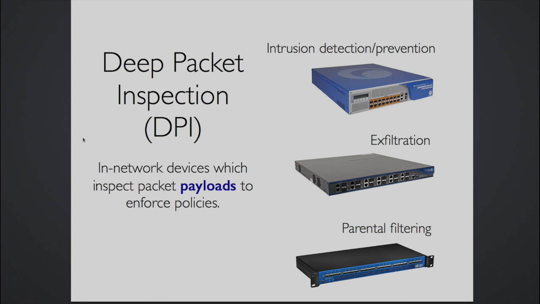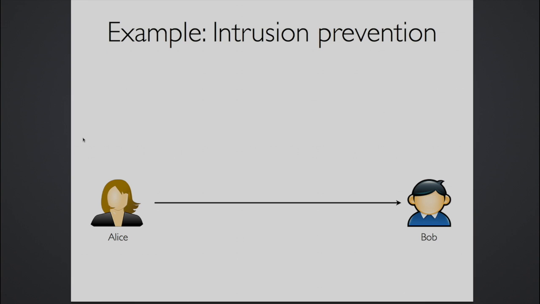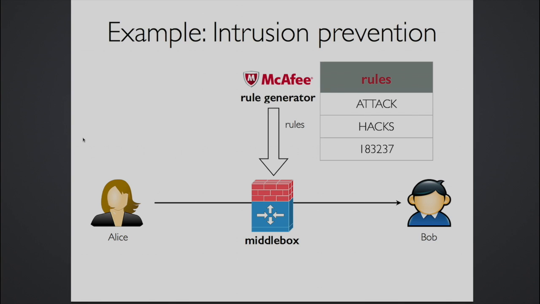And one thing they have in common is that they examine the payload of the packet, so not just the header. Now, just to give you a very simple, concrete example, consider that Alice and Bob are talking over the network. And in the middle, there's a middle box that is running intrusion detection. Now, this middle box has rules from a rule generator, for example, McAfee.